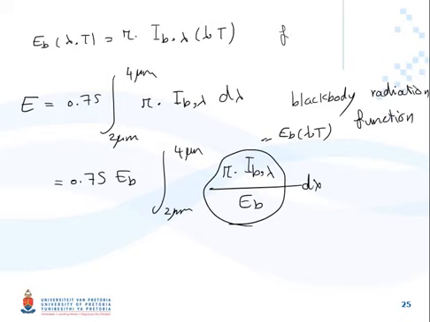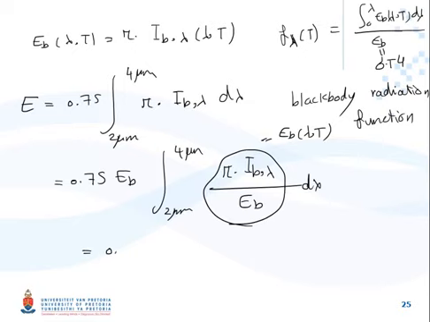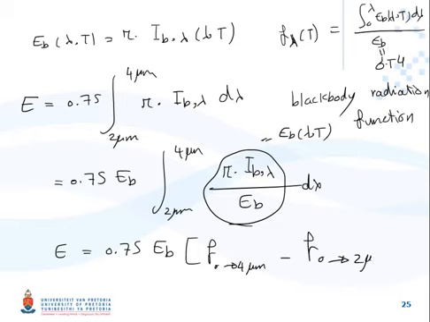Remember it? F lambda T is equal to the integral from 0 to lambda of EB lambda T d lambda divided by EB, which was equal to sigma T^4. So it will be 0.75 EB. It's between two intervals, so it will be function of 0 to 4 micrometer minus function 0 to 2 micrometer.